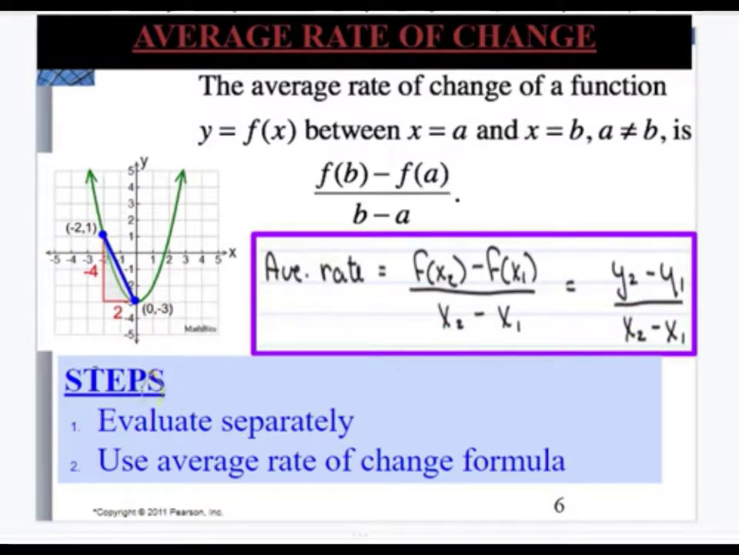So in class today, here are the steps. We're going to evaluate them separately, and then we're going to use the average rate of change formula. The average rate of change formula is just your slope formula.